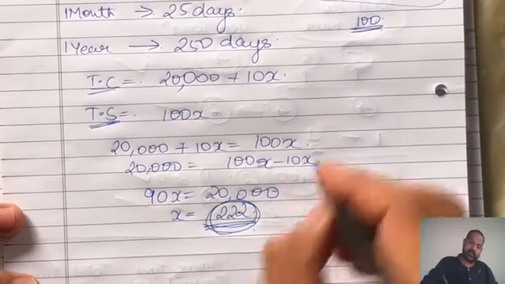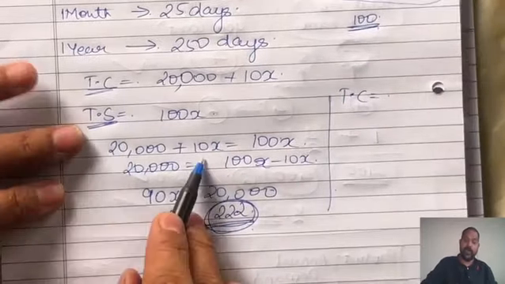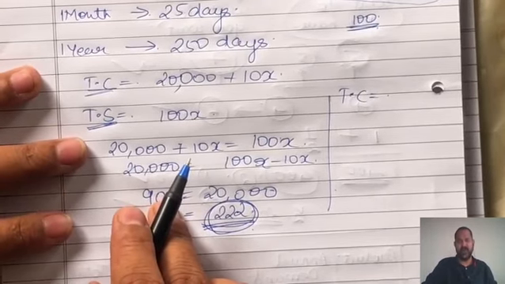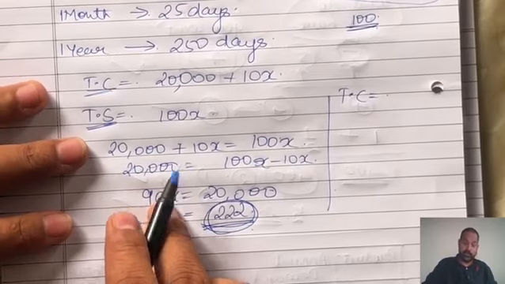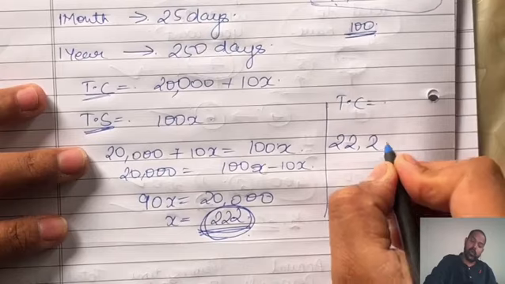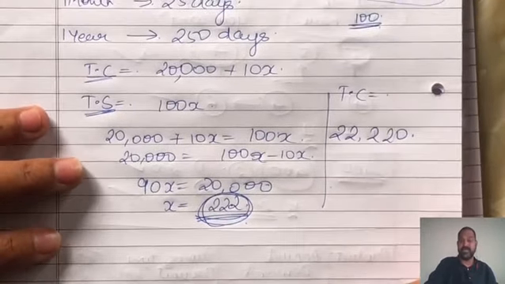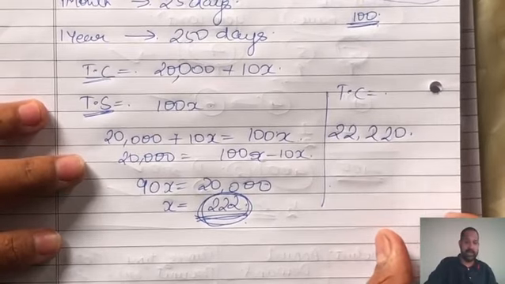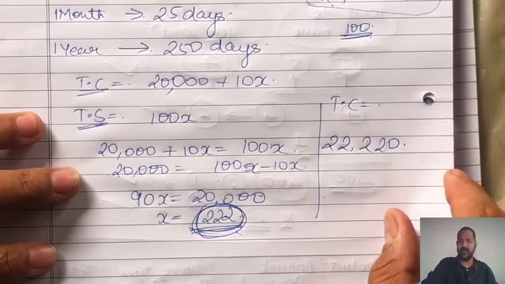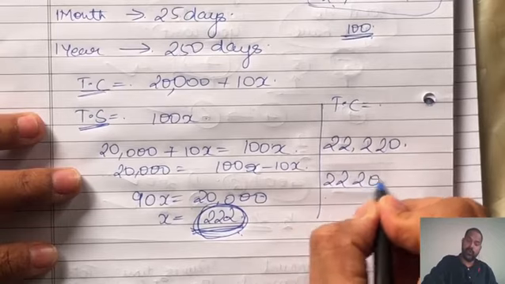Don't believe me? Check. If I make 222 units, total cost of production will be 20,000 plus 222 into 10. 222 into 10 is 2,220. 2,220 plus 20,000 is 22,220. This is my total cost. What will be my sales revenue? How many units are you selling? You are selling 222 units. Multiply that by 100. 222 multiplied by 100 is 22,200.